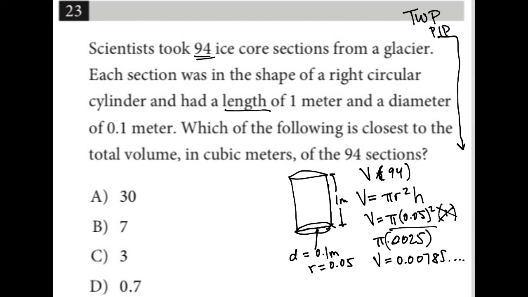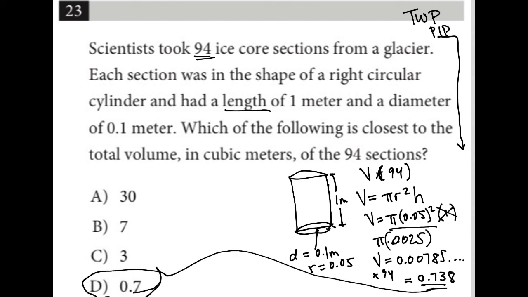But again, that's just the volume of a single core. I have 94 of those. So when I multiply this by 94, what I get is 0.738, which is roughly 0.7, and therefore answer choice D.